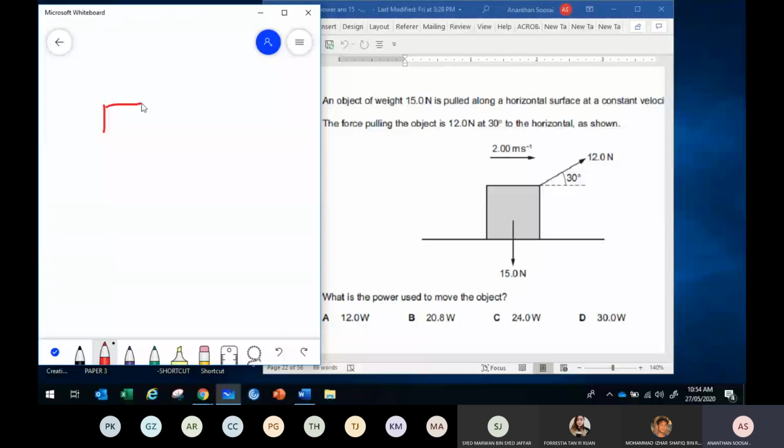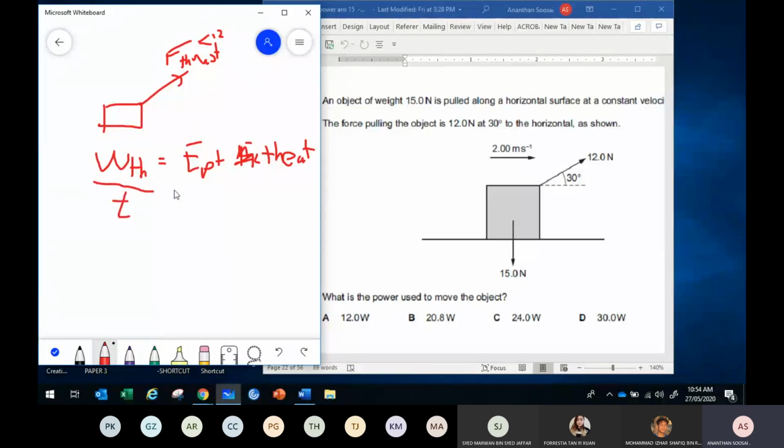So the body here, you apply a force here. We know this is the thrust. The thrust is 12 Newton. So work done by the thrust is gain in EP, gain in EK, and heat. Because the question is asking for power, we have to divide by time. No choice, all divide by time.